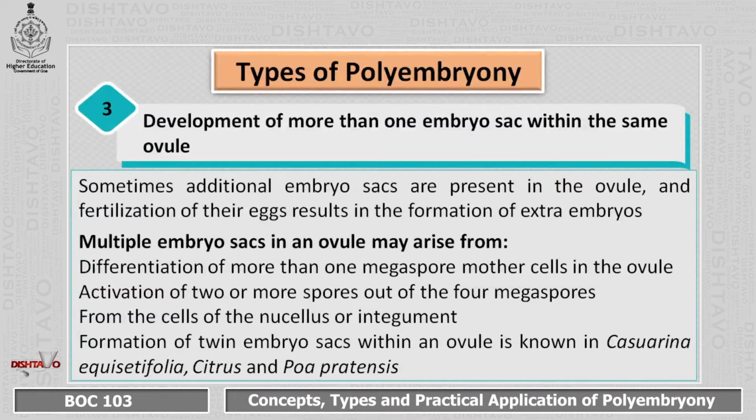activation of 2 or more spores out of the 4 megaspores formed by the reduction division of the megaspore mother cell, or from the cells of the nucellus or integument. Formation of twin embryo sacs within an ovule is known in Casuarina equisetifolia, Citrus, and Poa pratensis.